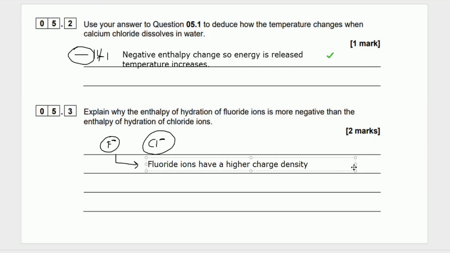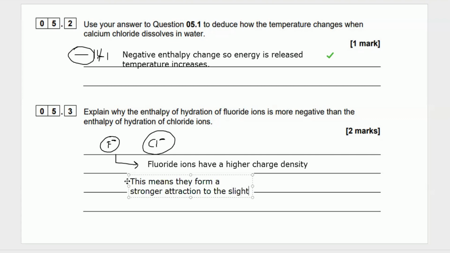And what that means is that they have a stronger attraction to positive things. Now, what's positive on a water molecule? You got it. The hydrogen part of a water molecule is delta positive. Now, don't say the hydrogen atom is positive, because that would mean that water is an ionic compound. It's not. So water's a covalent molecule, but we know that the hydrogen is slightly positive. We use that delta positive sign. And what that means is that there's a stronger attraction between the fluoride and the slightly positive hydrogen on a water molecule than there is between a chloride ion and the hydrogen on a water molecule.